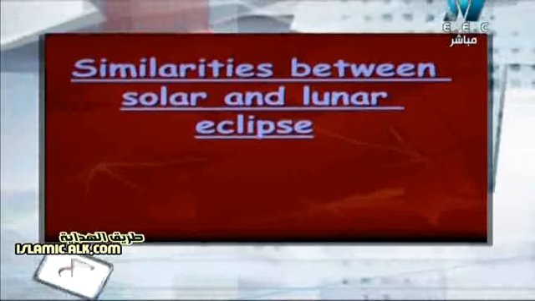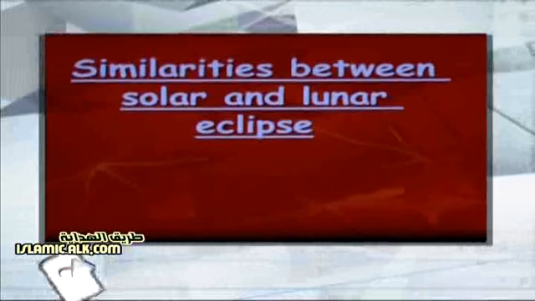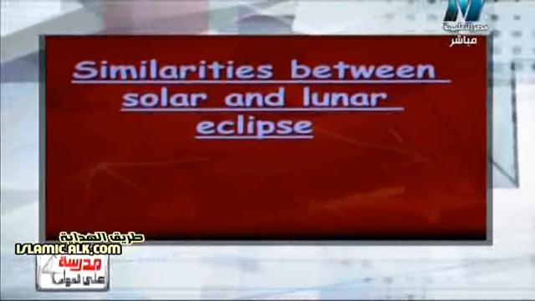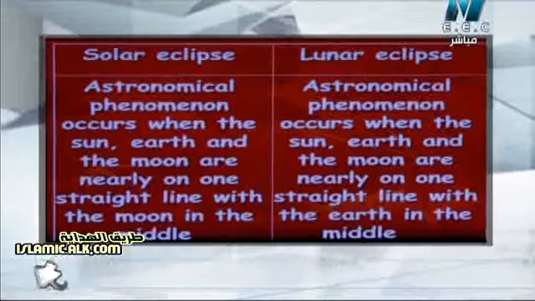We know that Earth rotates around the Sun in a fixed elliptical orbit, and also the Moon rotates around the Earth in a fixed semicircular or elliptical orbit. So, what's the difference between the two phenomena, which are solar and lunar eclipse? We can make a definition for each one of them.